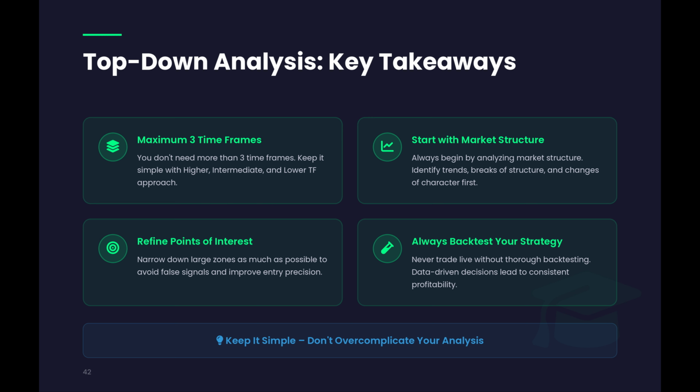Fifth, keep it simple. Don't overcomplicate your analysis. You don't need 15 indicators, 3 different trading methodologies, and 5 types of confluence factors all at once. Clean price action, clear market structure, and systematic top-down analysis. That's all you need. Complexity doesn't improve results, it creates confusion.